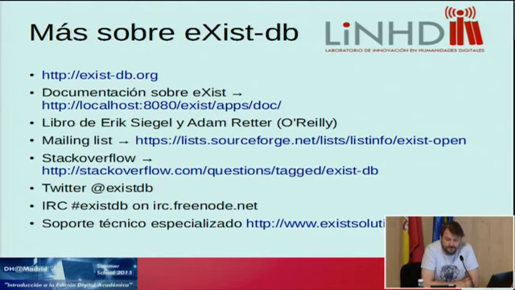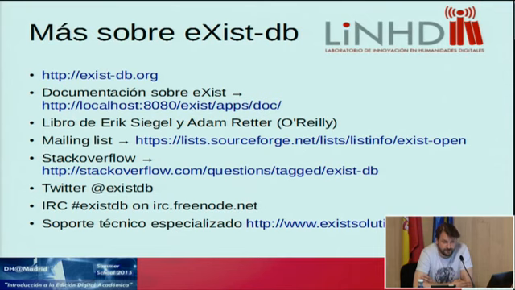There is much more to find on the web about eXist. First of all, of course, the eXistDB website, then the documentation. If you have eXistDB locally installed on your machine, this is the URL. You will get the documentation, but you also get the documentation, of course, at the eXistDB website. There is a very good book. It's pretty new. It was published this year.